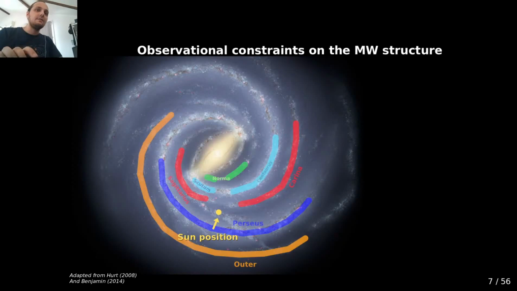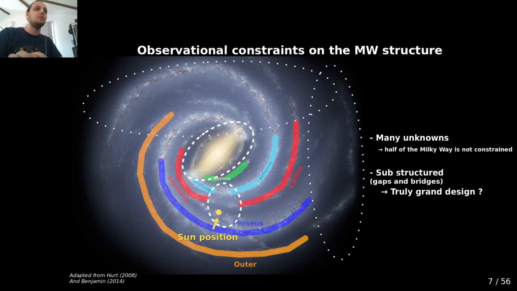Here I have overplotted over this artistic view actual astronomical constraints that we have about the spiral arm structures in the Milky Way. And you can notice two main things. The first one is that there are a lot of unknowns. Some of them are easy to understand. For example, the other half of the Milky Way, which is behind the galactic center, is obviously far away, so it is difficult to observe and difficult to have constraints for this part of the Milky Way.